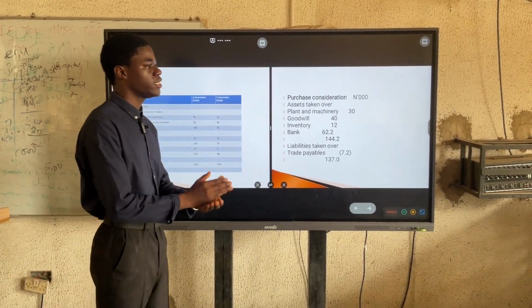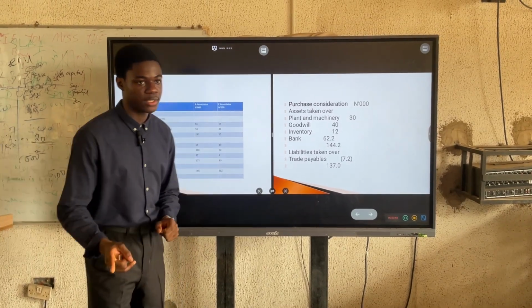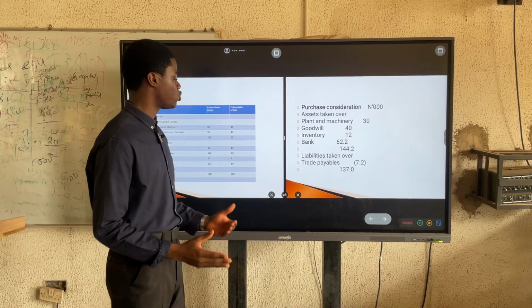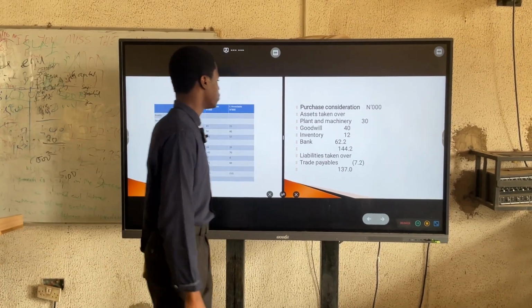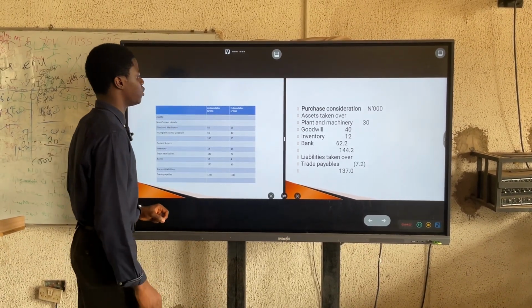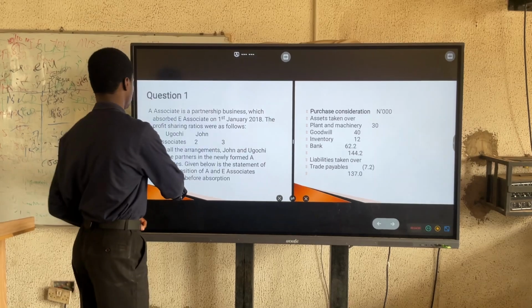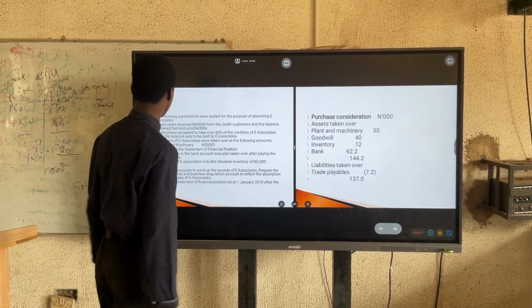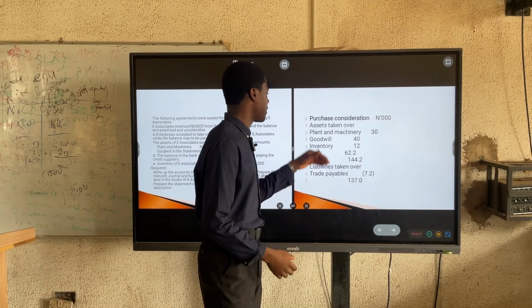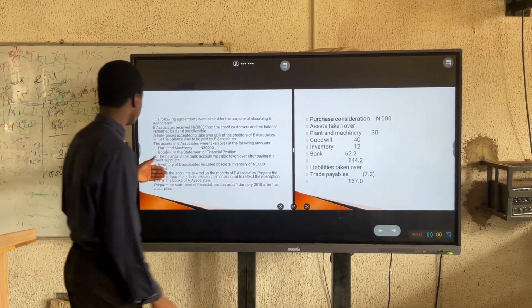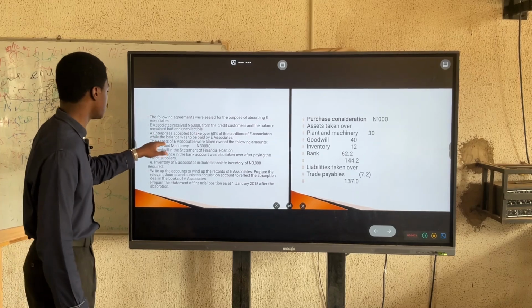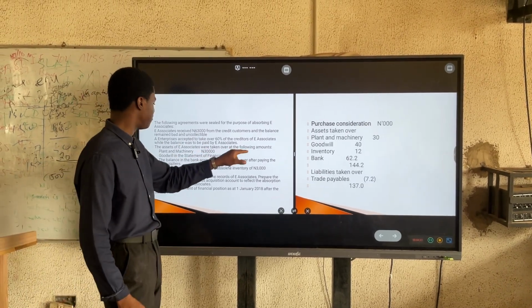Purchase consideration is simply the assets taken over, right, minus what? The liabilities taken over. Once you do that, you get your purchase consideration. So let's see how they got their purchase consideration. I'd like to go back to the adjustments here. So the first one we have is plant and machinery. Notice that in the adjustment, they said the assets of E Associates were taken over at the following amounts.